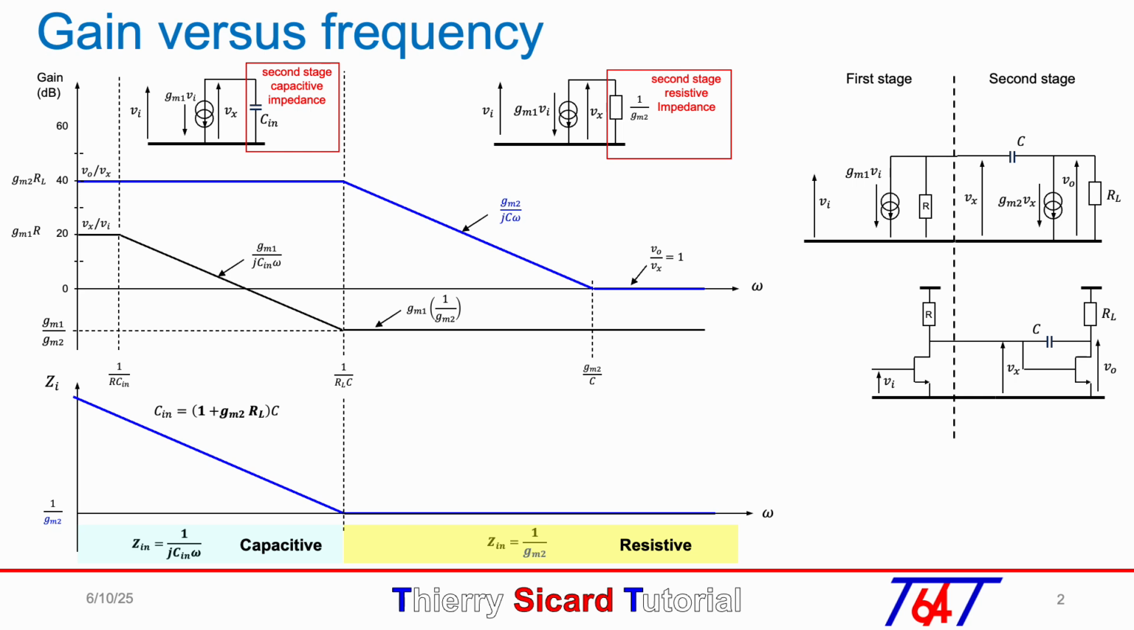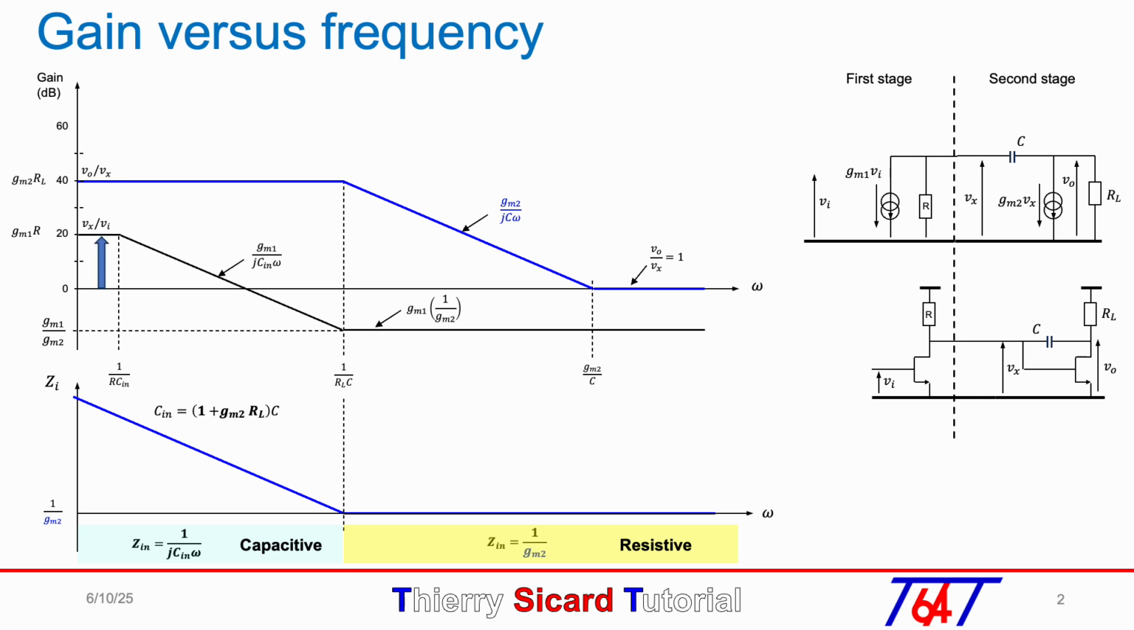Now we have both gain curves. The black curve is the gain Vx over Vin of the first stage, taking into account the input impedance of the second stage, and the blue curve is the gain Vout over Vx of the second stage. Of course, the total gain of both stages is the multiplication of both gains.